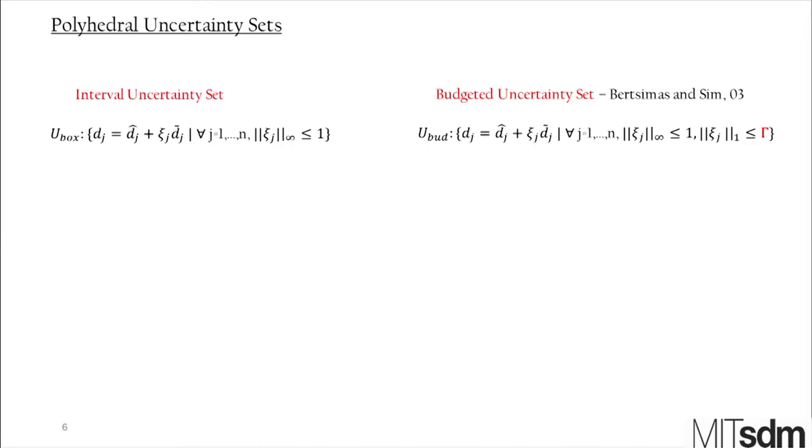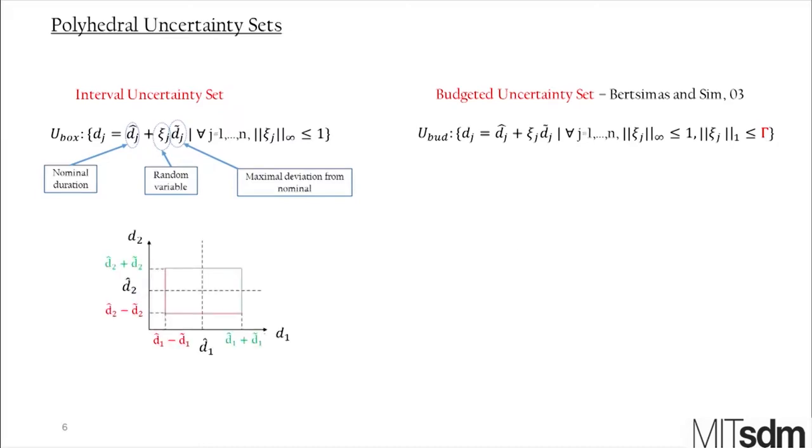We actually use the budgeted uncertainty set, but in order to explain what it is, I need to first explain what is an interval uncertainty set. Each activity is characterized by a nominal duration and a maximal deviation from the nominal. This is how we frame the uncertainty. So if I'm talking about just two activities or work packages, then each of them can be realized within an interval between its shortest duration and longest duration.